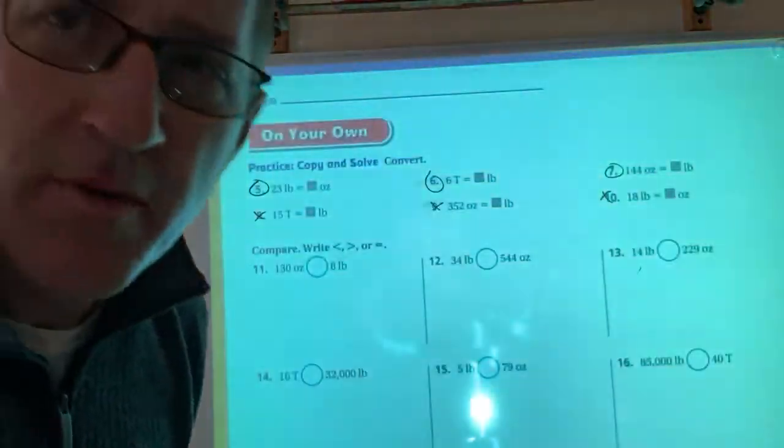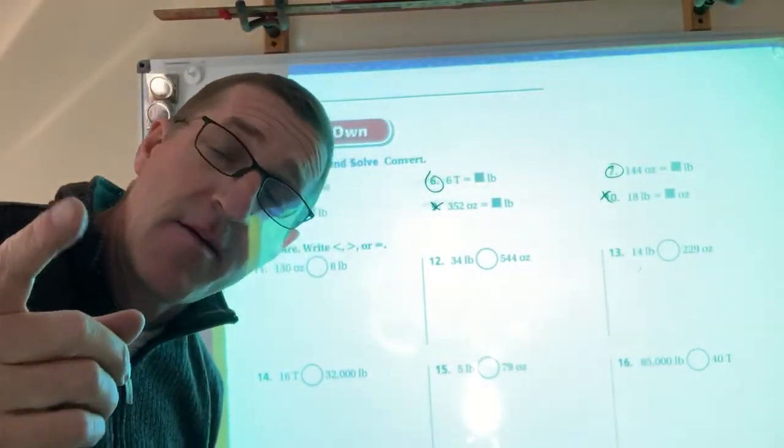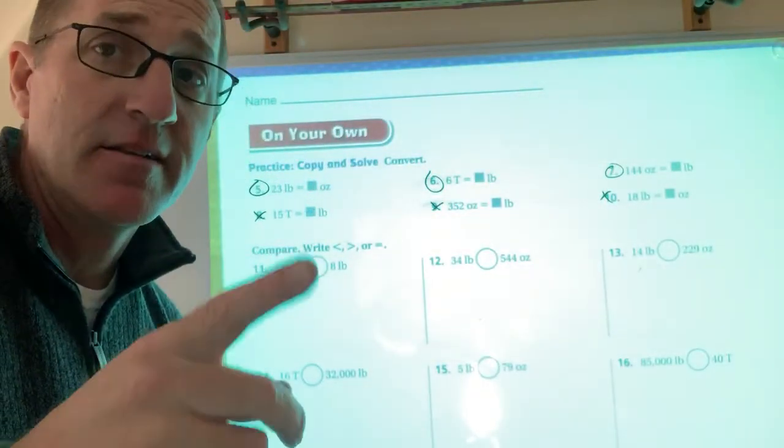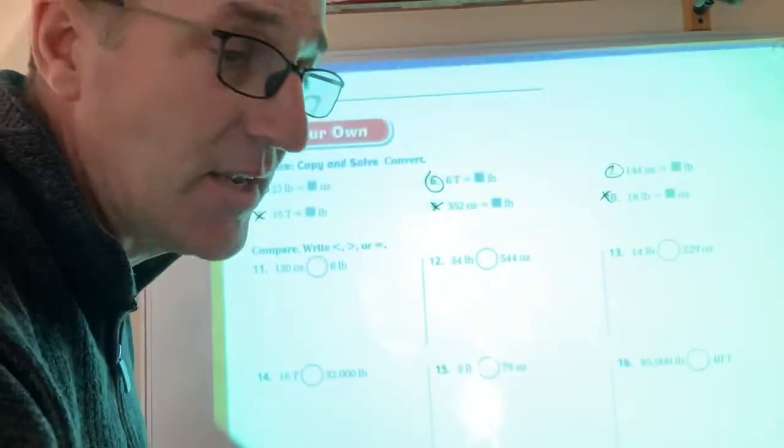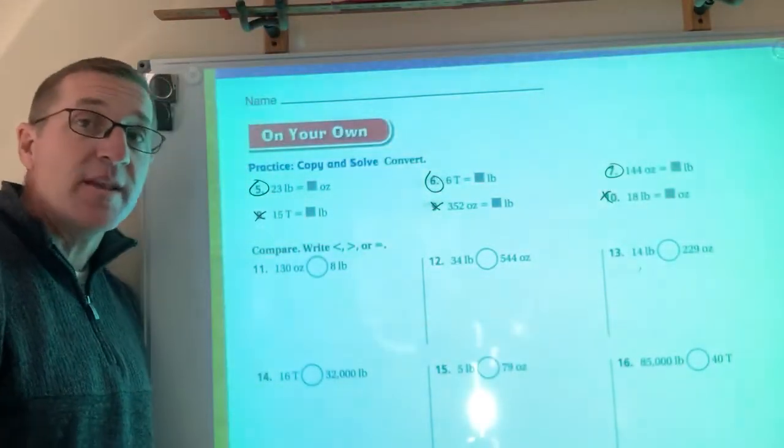Remember, if it's a whole number, I multiply by that number. If it's a fraction, I divide. Don't forget that if you use the sheet. Probably don't need to. There's not too many of these up here.